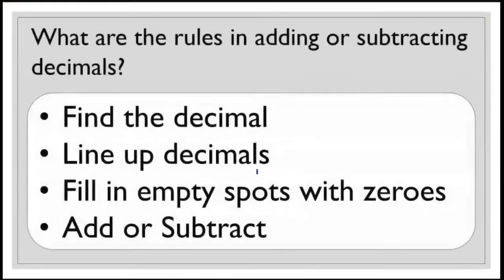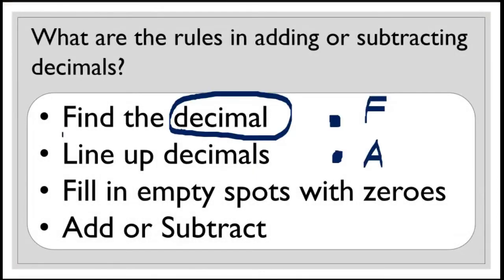What are the rules in subtracting decimal? Find the decimal. It's easy for us to find the decimal and then line up the decimals. Pagtatapatin mo lahat ng decimal point. So, bakit letter A? Align. Next, fill in empty spots with 0.